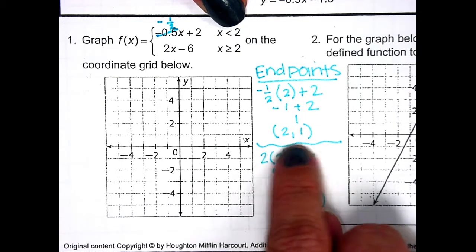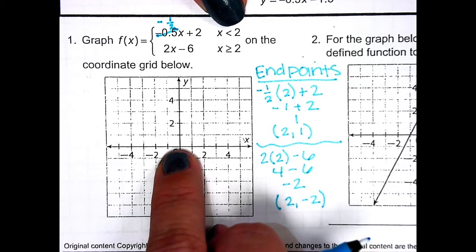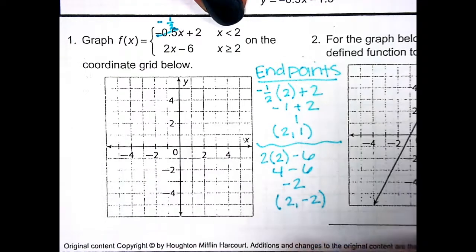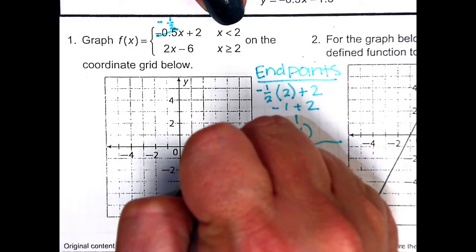Okay, so my first endpoint is when x is less than 2, so that's going to be an open circle on 2, 1. So I'm going to go to 2, 1, and put an open circle on that point.